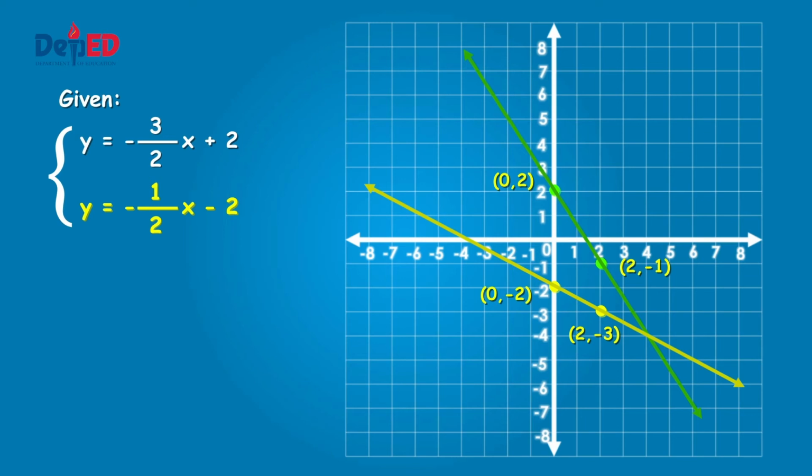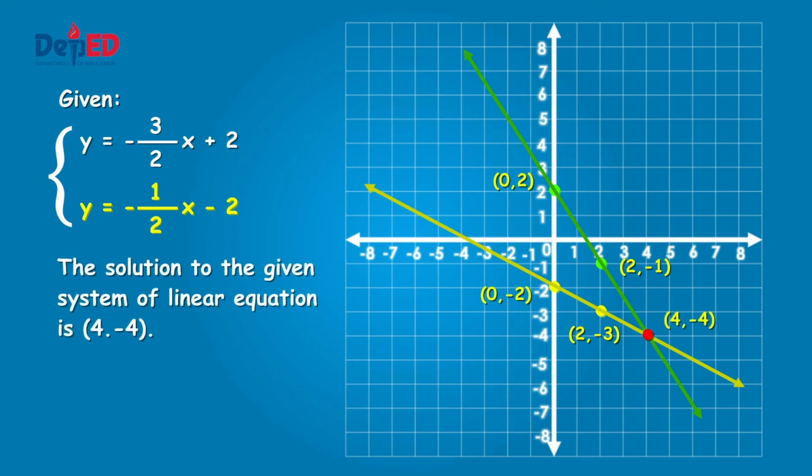On what point did the two lines intersect? They intersect at (4, -4). Therefore, we say that the solution in the given system of linear equations is (4, -4).